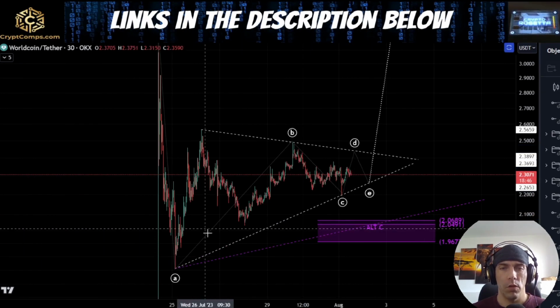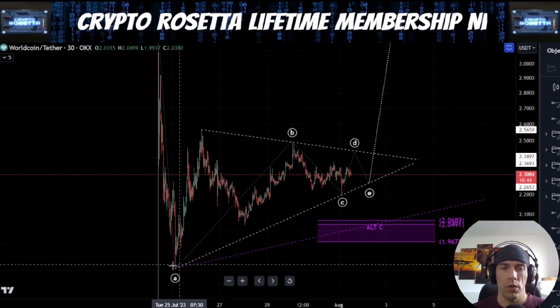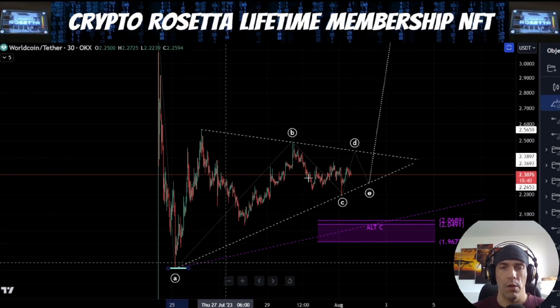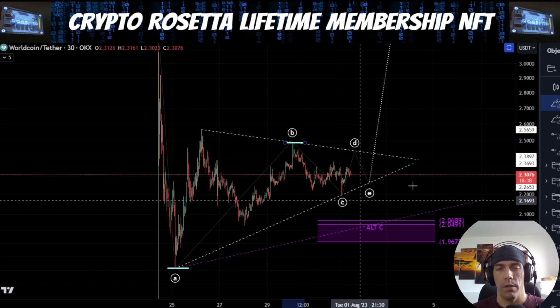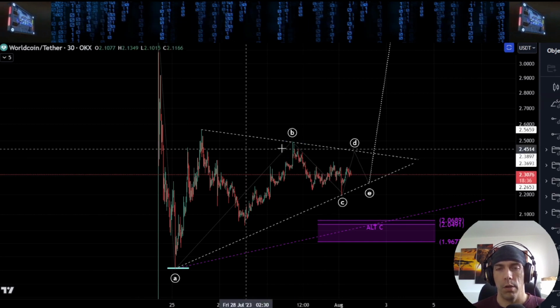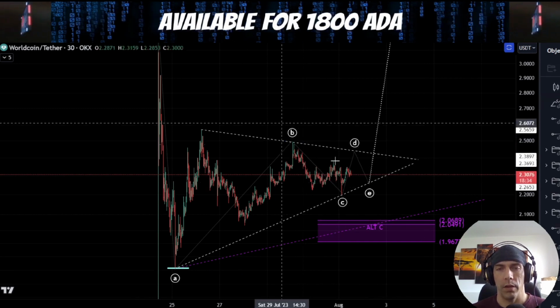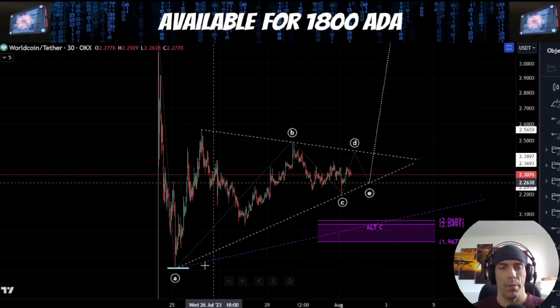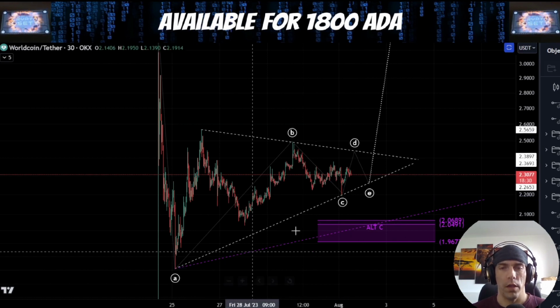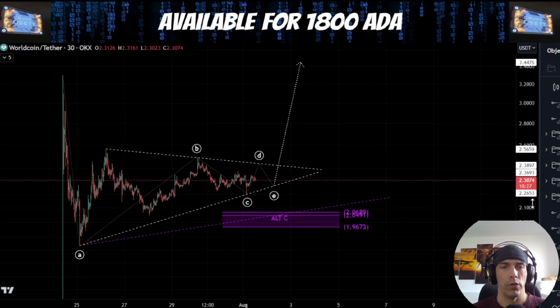That would mean that we could still potentially look at this as a triangle as long as we stay above this A wave high and below this B wave location. Technically speaking, we could see something like this play out, so we're going to have to keep an eye on that. These two are going to be our key areas of invalidation for this as a triangle.